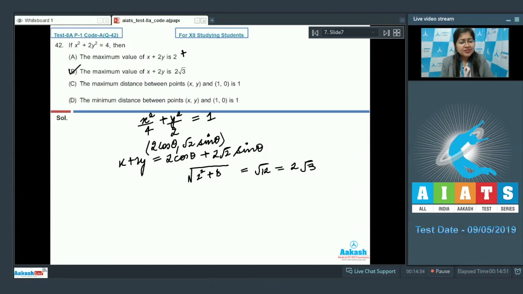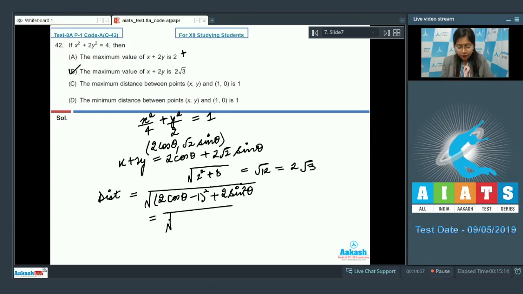Now we have to find the maximum distance between the points (x, y) and (1, 0). So firstly let's find the distance. That will be equal to under root of (2 cos theta minus 1) whole square plus (root 2 sin theta minus 0) whole square, that is 2 times sin square theta. Now it will be equal to under root of 4 cos square theta. Now 2 cos square theta plus 2 sin square theta can be written as 2.